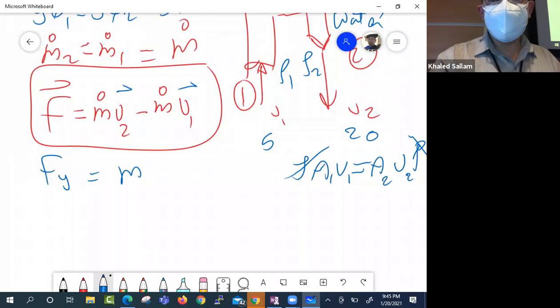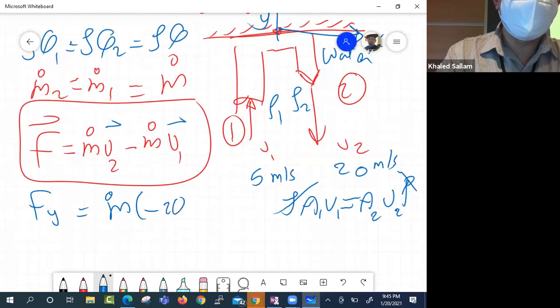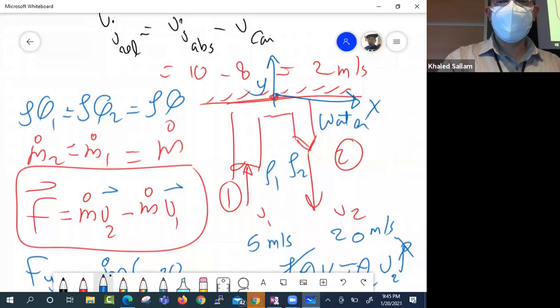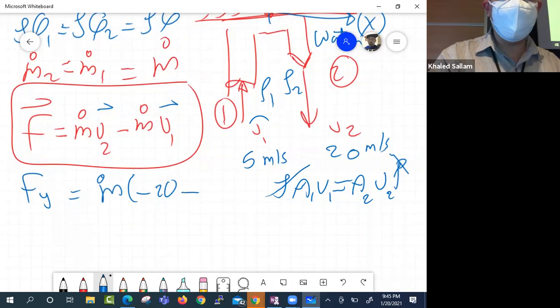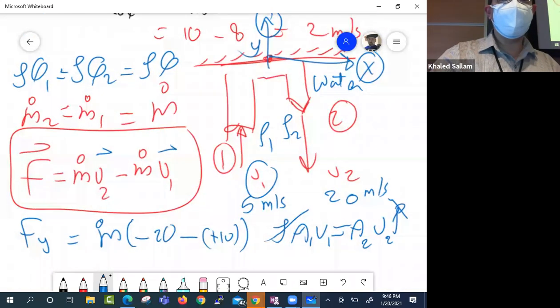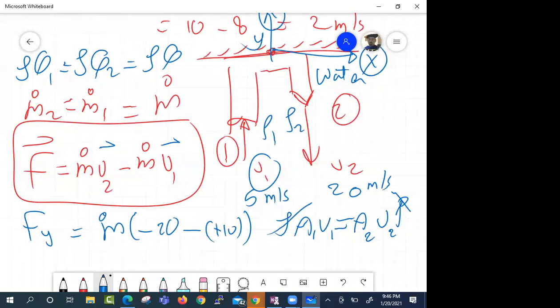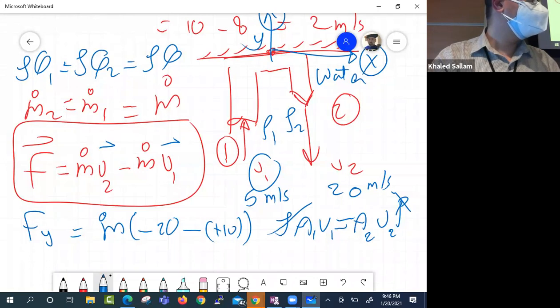Okay. So anyway, if this was 5 meters per second and this was 20 meters per second, in that equation we will say Fy is m dot multiplied by, when it comes to V2, minus 20. Why minus 20? It's a negative direction. And then with V1, you get plus 10. Why plus 10? Because it's going up in the right direction, right? V1 is plus, V2 is negative. And the equation is F is m dot V out minus m dot V in. That's the momentum equation.